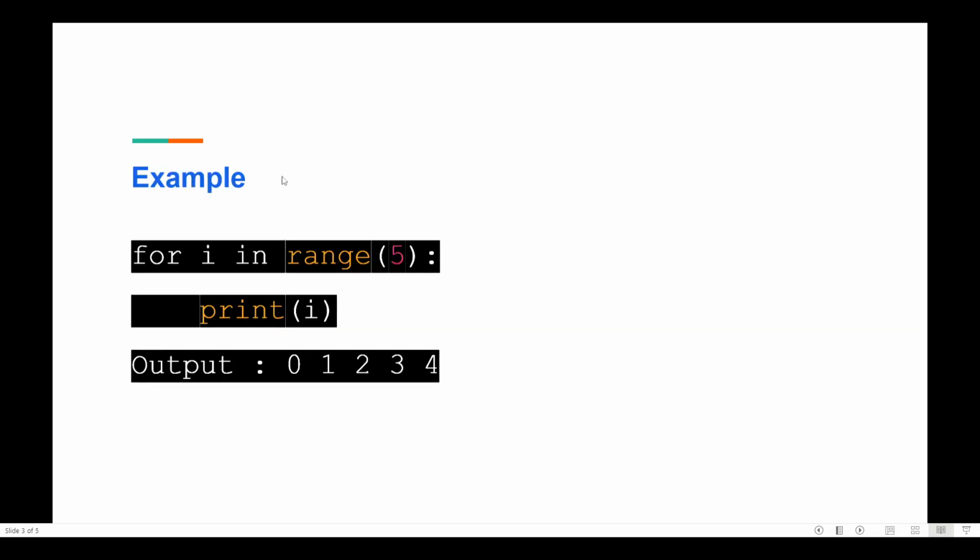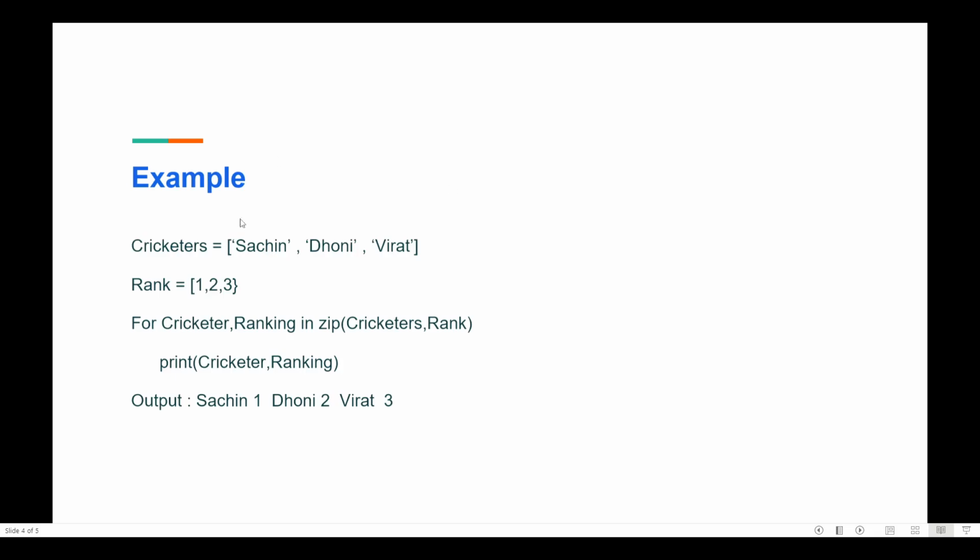Here is another example of a for loop. For i in range(5), it will take a range of 5 elements, which is 0, 1, 2, 3, 4, and we have simply written print i. So here i takes the values 0, 1, 2, 3, 4. In range, the range is till 5.